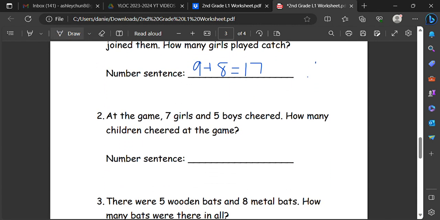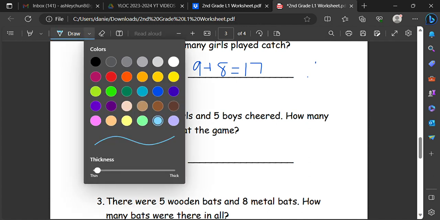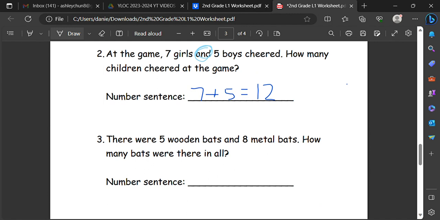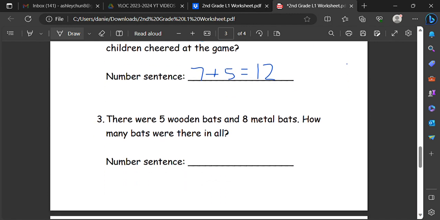Let's scroll down to the next question. Question 2. At the game, 7 girls and 5 boys cheered. How many children cheered at the game? So we have 7 girls and, aka plus, 5 boys cheered. So 7 plus 5. Now we have the equation, just add these up. So 7 plus 5 is equal to 12. Simple as that.